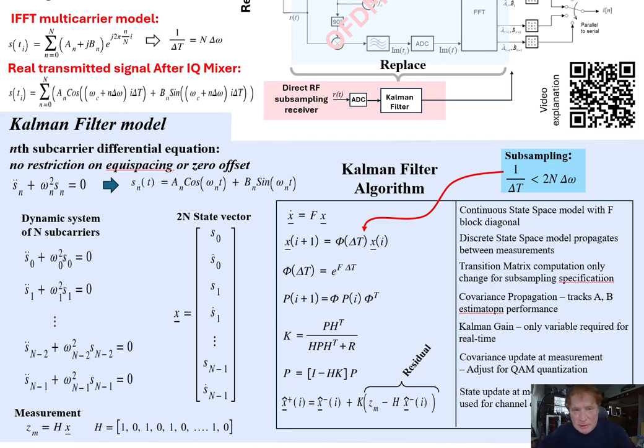The key to Kalman filter application is the multi-carrier system math model. FFT's waveform model must begin at DC and the subcarriers must be spaced at a constant interval. We show here the FFT subcarrier model at baseband in its exponential form, with complex A and B terms for each subcarrier tone.